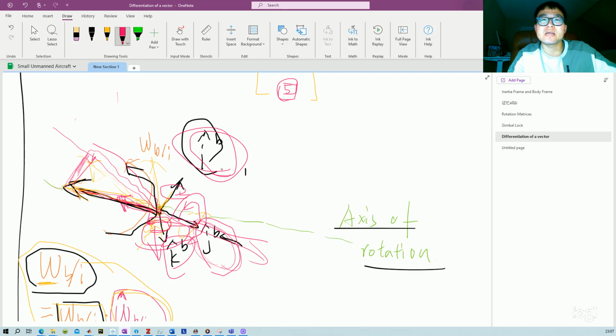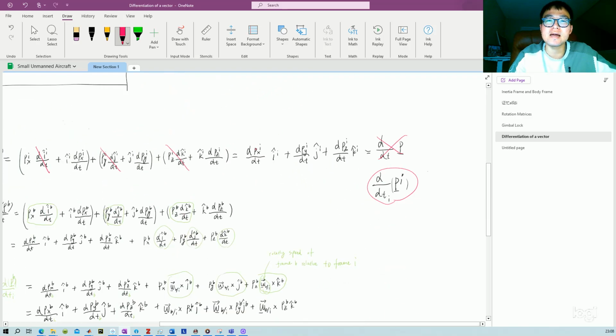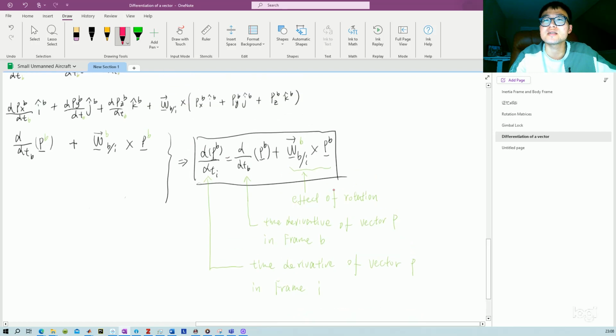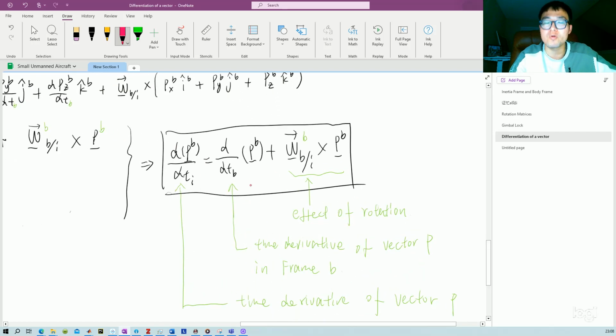So with that background, let's start proving this equation. This equation will be useful when we talk about the differentiation of, for example, the force vector in Newton's second law. For example, differentiation of the force vector in a rotating frame. We will do that in the next video, but let's prove this theorem first.